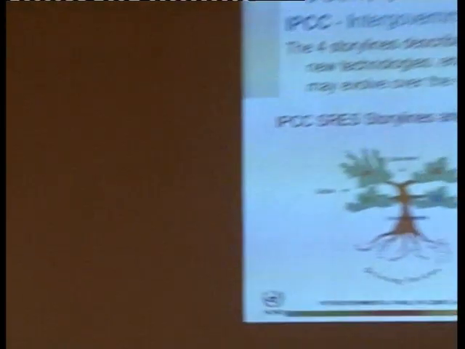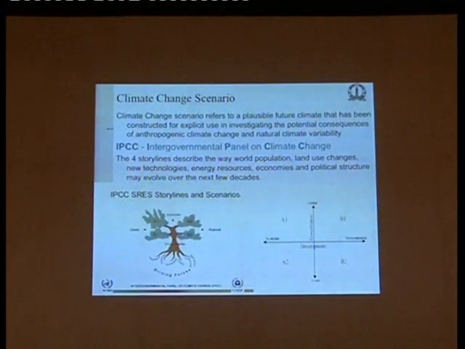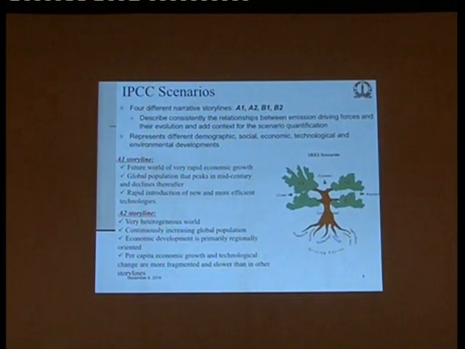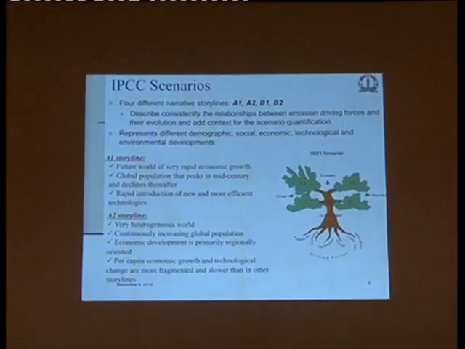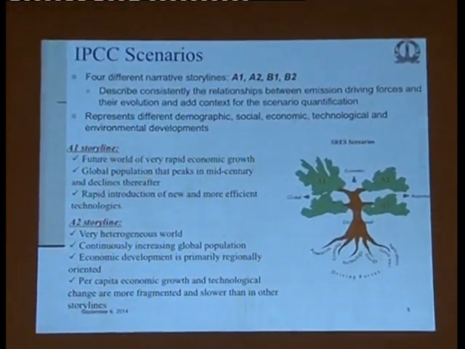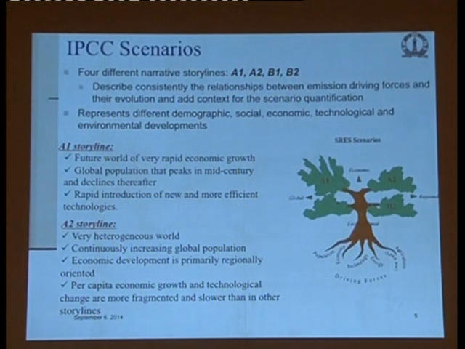So these climate change scenarios basically refer to a plausible future climate that has been constructed to explicitly explain the potential consequences of anthropogenic climate change and also, to some extent, natural climate variability. These storylines were prepared by the Intergovernmental Panel on Climate Change, referred to as IPCC. IPCC tried to construct storylines based on their expectation of how the world is going to develop into the next century. Each one of them is referred to as a different storyline.